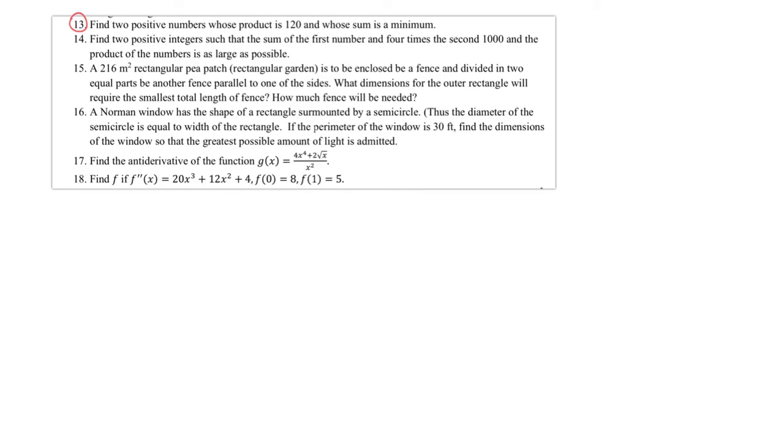Okay, so continuing with this calculus review sheet, problem number 13. Find two positive numbers whose product is 120 and whose sum is a minimum. I'm going to say, let's call these numbers x and y, and we know that when we multiply them together, we get 120. And the sum would be x plus y. And this is what we want to minimize. We want to minimize the sum.